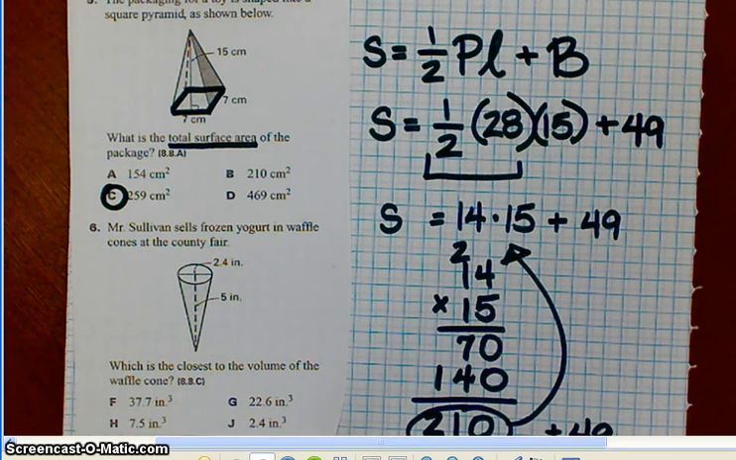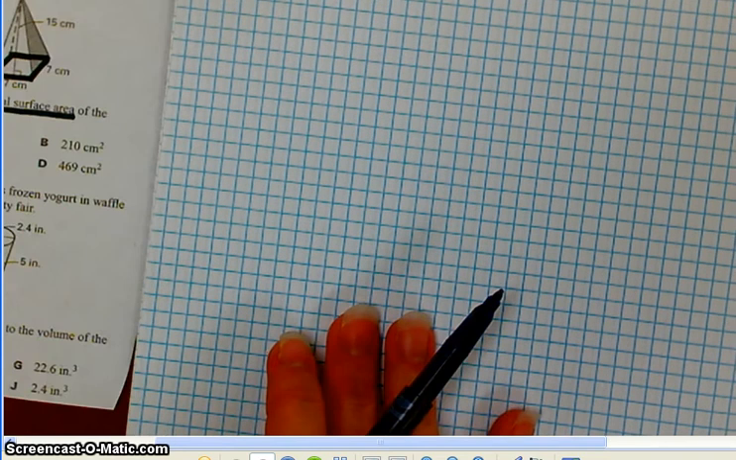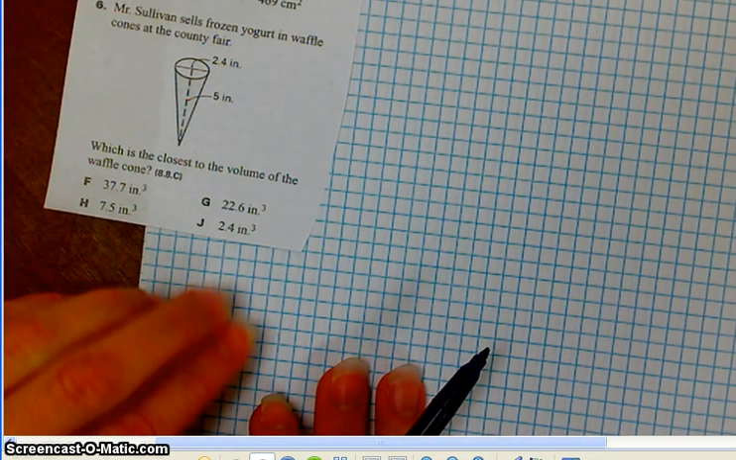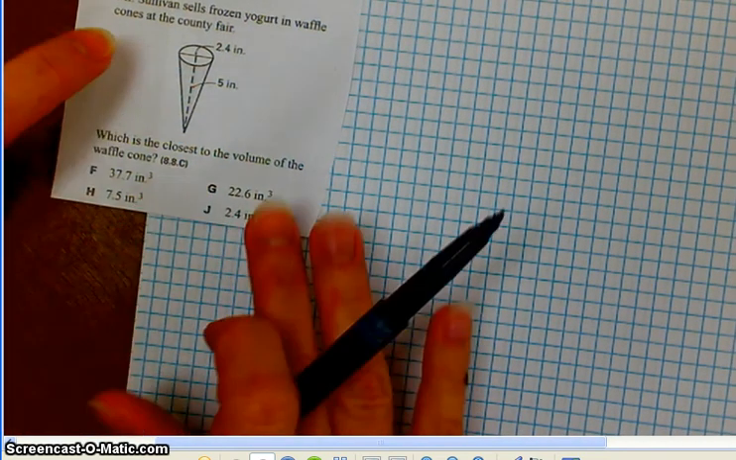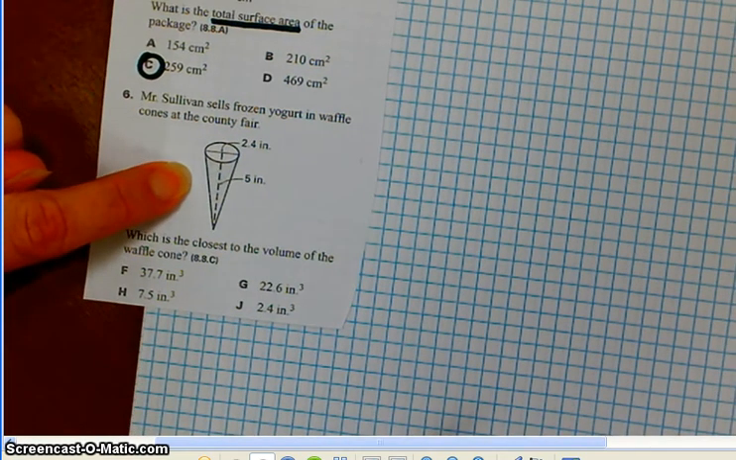All right, number 6, last one. Mr. Sullivan sells frozen yogurt in waffle cones at the county fair. And he has waffle cones that look something like this. Okay, what is the closest to the volume of the waffle cone?